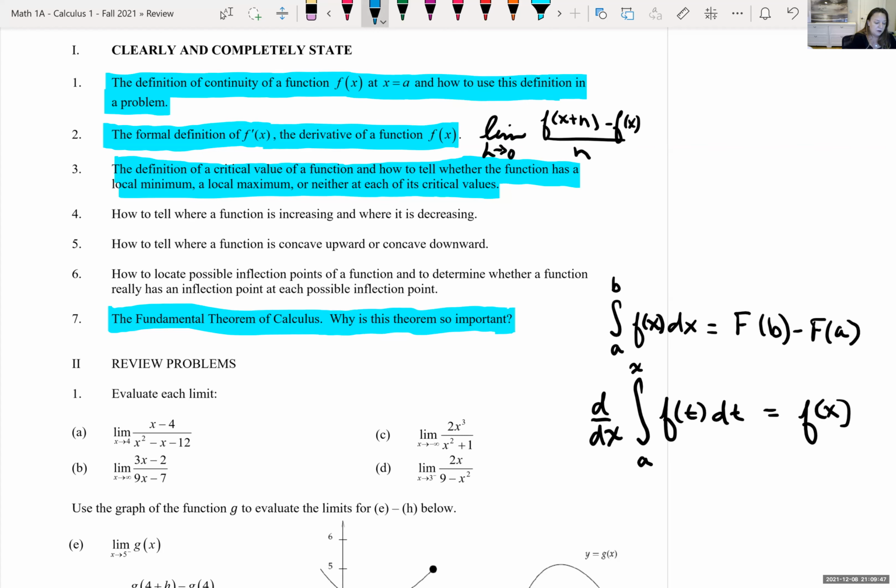You should be able to tell where the function is concave up and concave down. So recall that was where you had to find the second derivative. And we wanted to look at where this was equal to 0 and undefined.